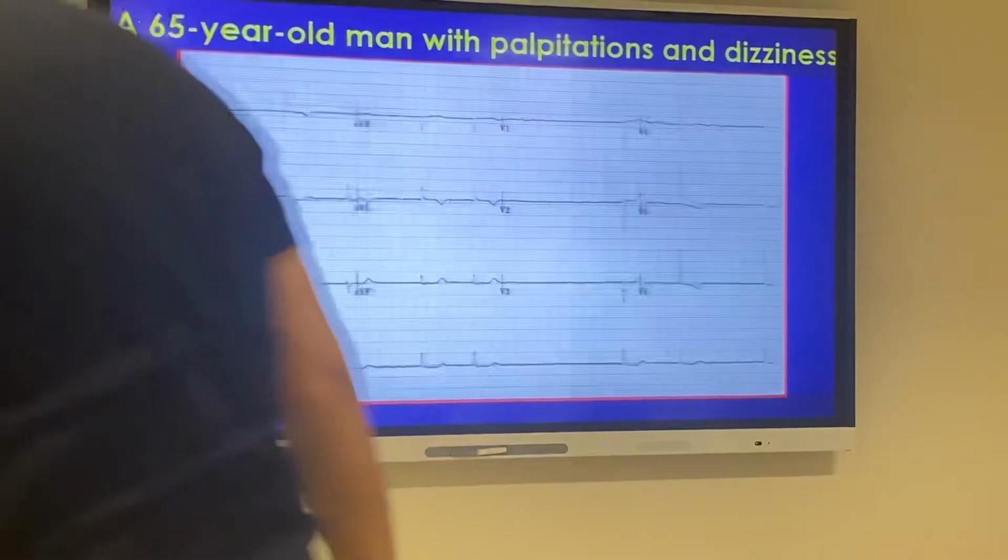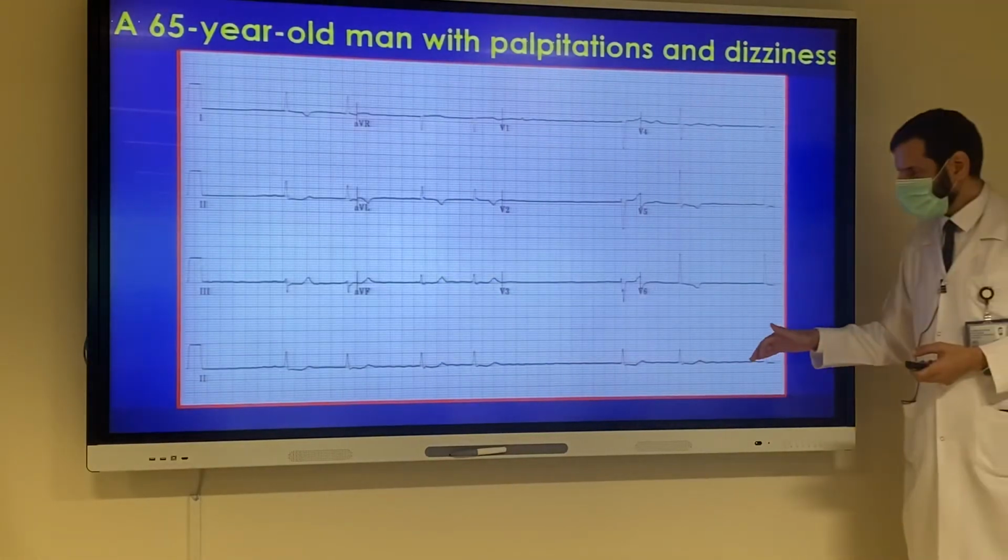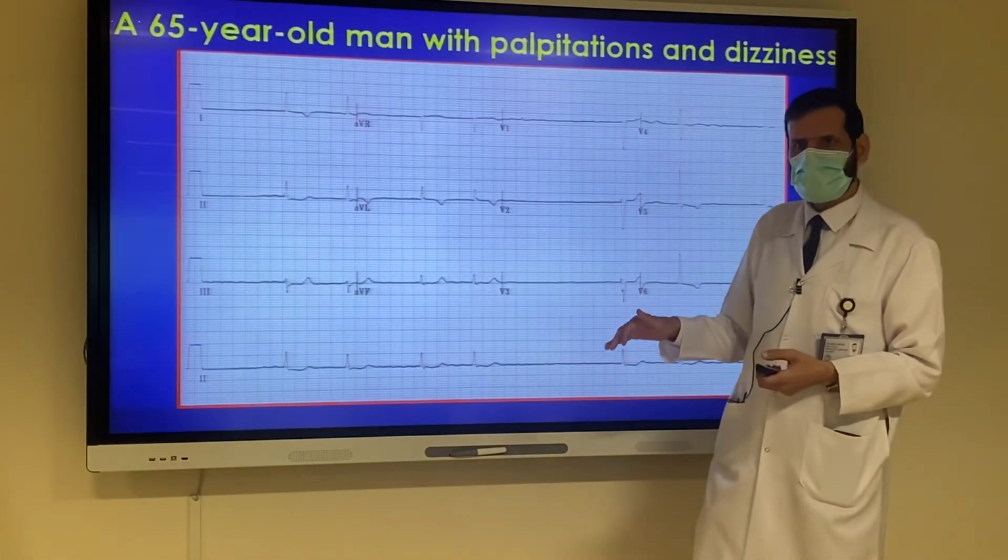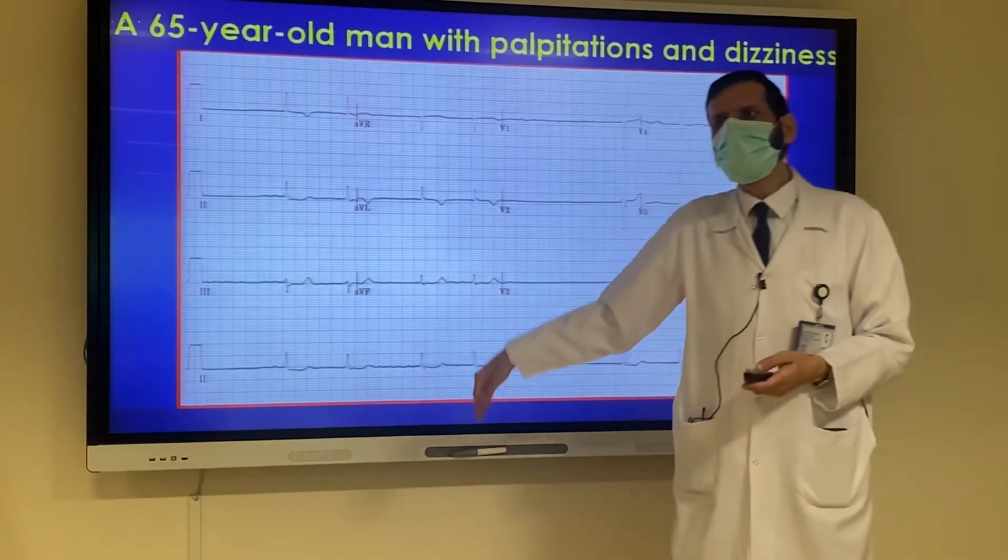Irregular. Irregular. Narrow. Narrow. No P wave. So we are dealing again with... What is the difference between this one and the previous one? Not tachycardia.